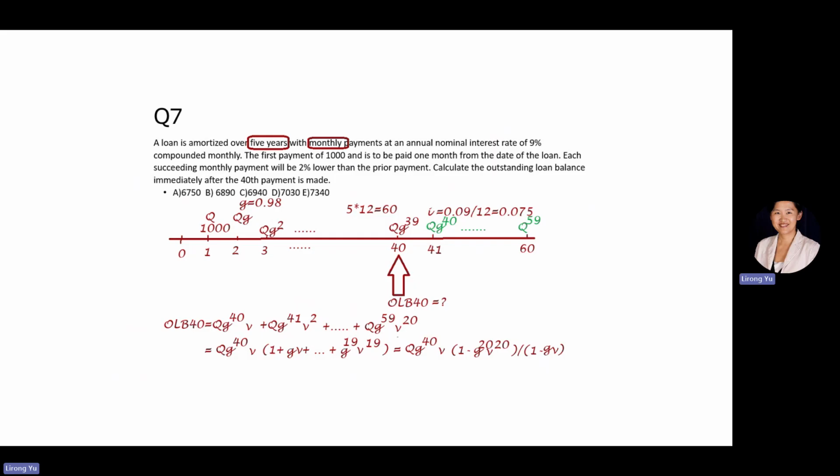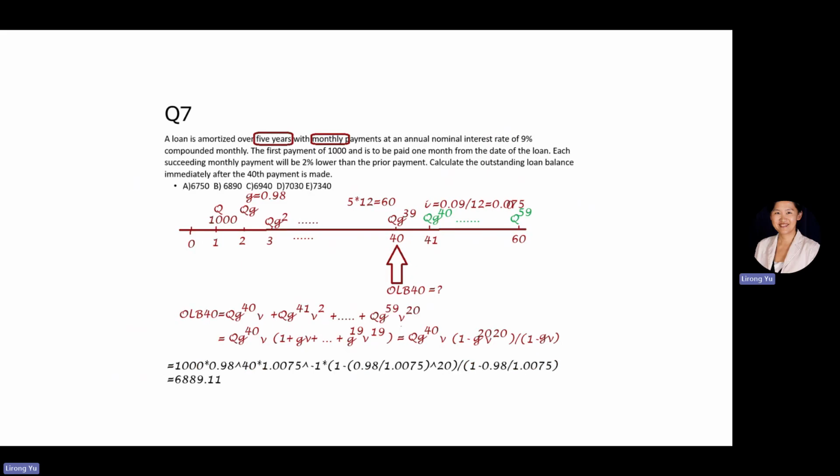G is 1,000, Q is 1,000, G is 0.98, V is, the interest rate is 9%. So the monthly interest rate is 0.0075. There's a missing zero there. So V should be 1.0075 to the power of -1.